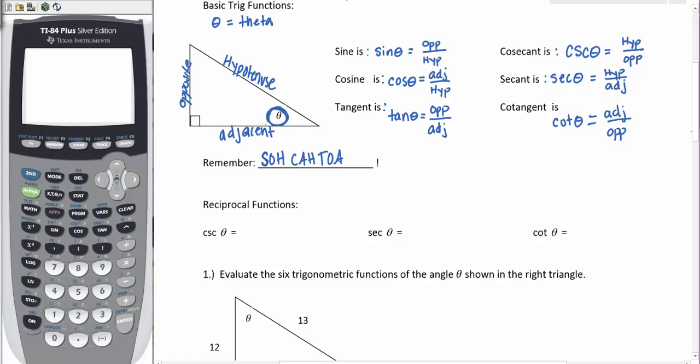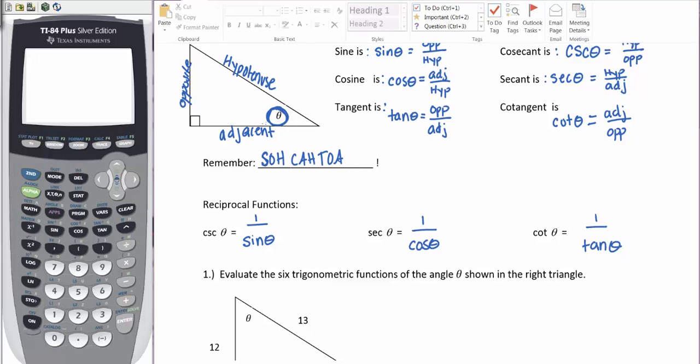So when we get into reciprocal functions, the definitions, these are what I just went over. They are reciprocal. So cosecant is 1 over sine theta. Secant is 1 over cosine theta. And cotangent is 1 over tangent theta. Now sometimes people get confused because I'm putting 1 over. Well, let's think about what that means and why that is what it is.